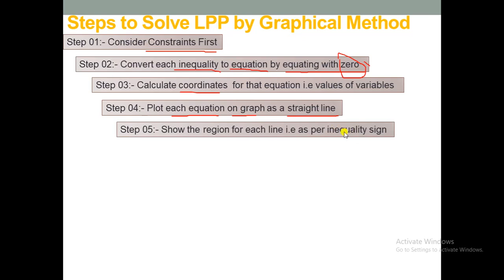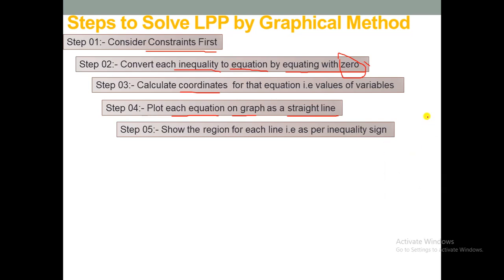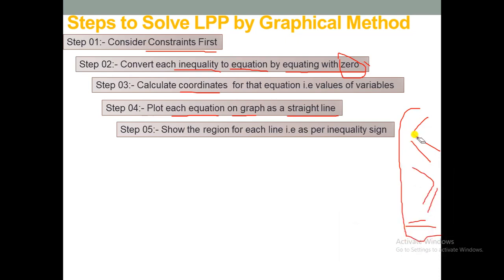Step number 5 is to show the region for each line as per the inequality sign. Here there is one more thing, because we may have a sign of less than type, a sign of greater than type, or a sign of equality also. These three types of signs are possible, and based on them we consider the region for that particular line.